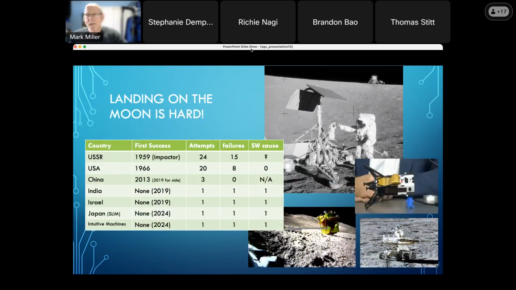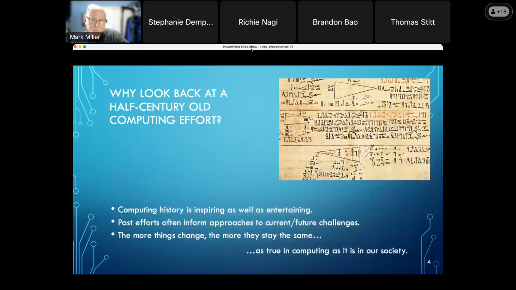First thing I'll say is landing on the moon is really hard. The first country to impact the moon at all was Russia in 1959. By the mid-60s, both Russia and the US had successfully soft landed on the moon, but we'd made a number of attempts and had a number of failures. Then it was quiet for about 50 years, and China was the third country to successfully soft land on the moon, in 2013. More recently, three different countries and a commercial company have tried to soft land on the moon, and all of those have had marginal success. One might even say failures, and all of the failures have been related to software, the guidance software.